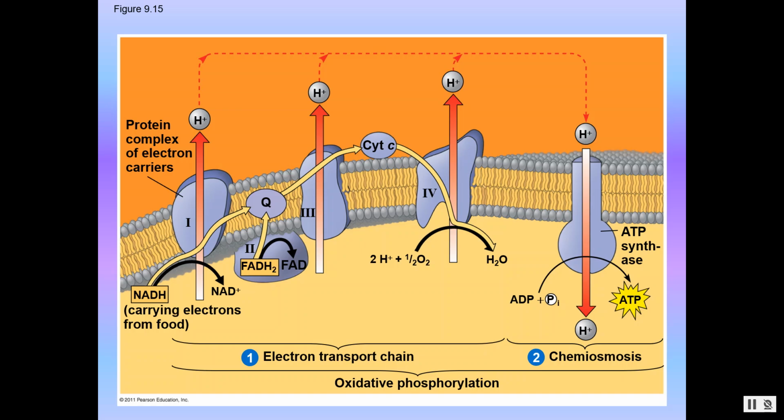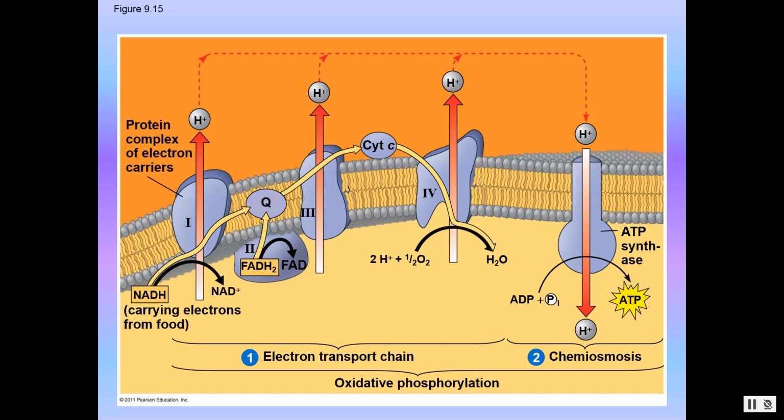a series of membrane proteins, 1, 2, 3, 4, Q and cytochrome C. Each of those membrane proteins has a role. On the far right, we have an enzyme membrane protein called ATP synthase. To synthesize means to create. And so if we're creating ATP, that's an enzyme, that's a membrane protein that creates ATP. So we have this whole circus of things.